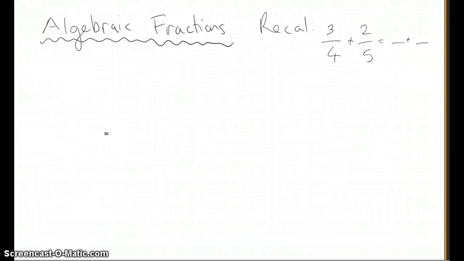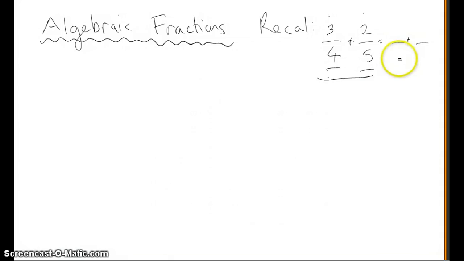Okay, I'll just remind you how to do normal number fractions. For example, 3/4 plus 2/5. If the denominators are the same, it's easy. You just add the numerators. Numerators on the top, denominators on the bottom. Because the denominators are different, 4 and 5, I have to rewrite equivalent fractions with the same denominator.